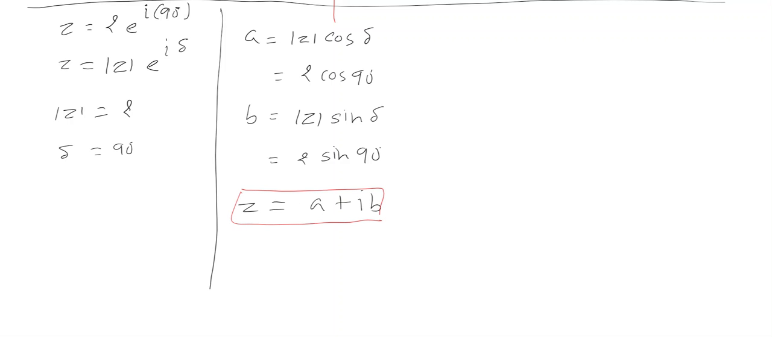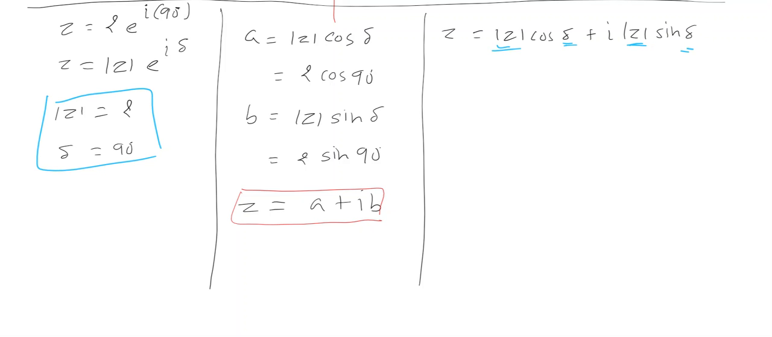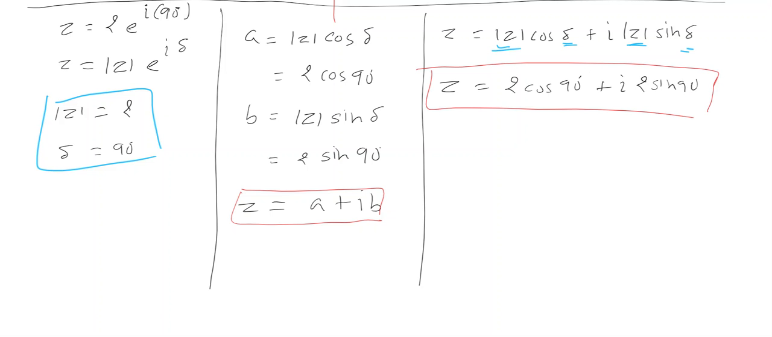What is the other form? The other form is z is equal to mod z cos delta plus i mod z sine delta. So you have mod z and delta available here. You just have to substitute it. Okay, so z is 2 cos 90 plus i 2 sine 90. You can simplify this. So these are the two other ways of expressing this complex number.